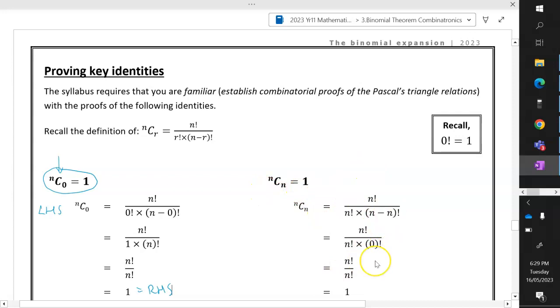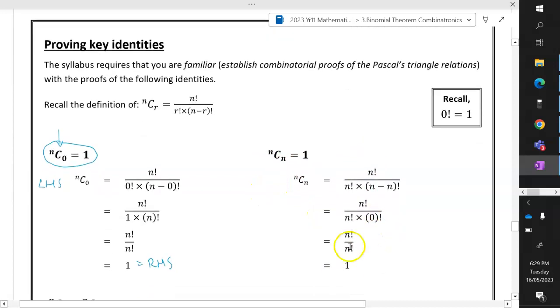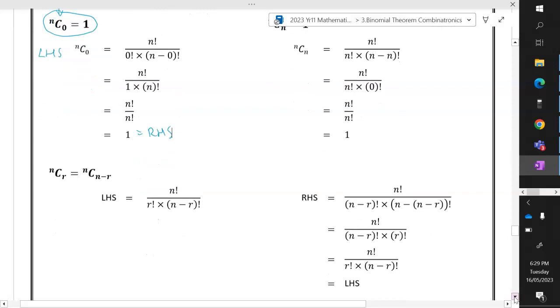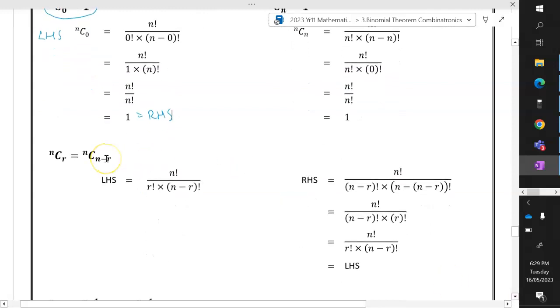The other way to do a proof is to work the left-hand side down as far as you can go, work the right-hand side down as far as you can go, and get those two sides to be equal. I'd like to work through some of the harder proofs on the video. This one here is a little bit harder. So let's have a look at working through NCR equals NCN minus R. This is one where we work the left-hand side as far as we can, then work the right-hand side as far as we can, and get those two sides to be equal.